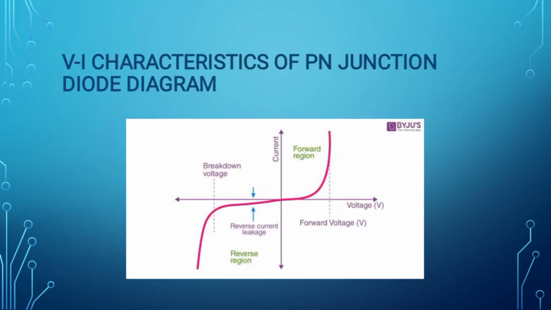The VI characteristics of the PN junction diode diagram is shown below, and then my PPT is completed.